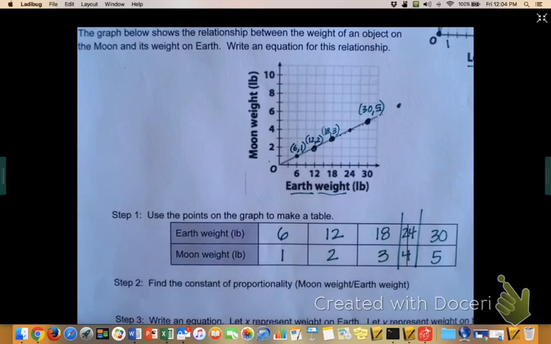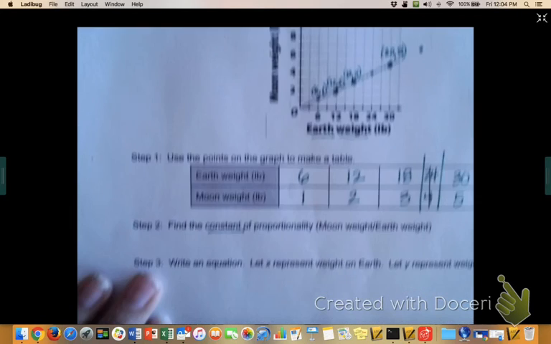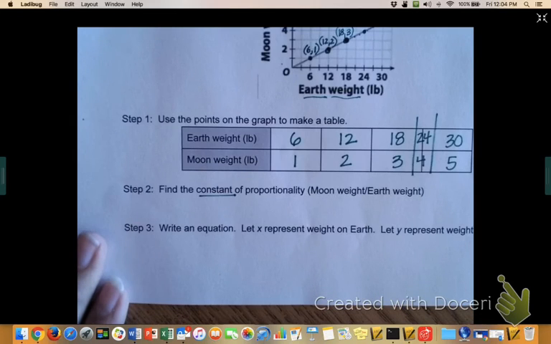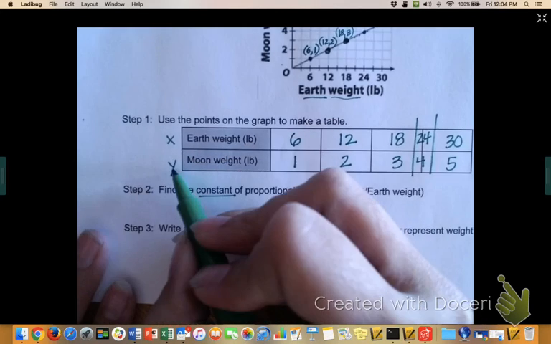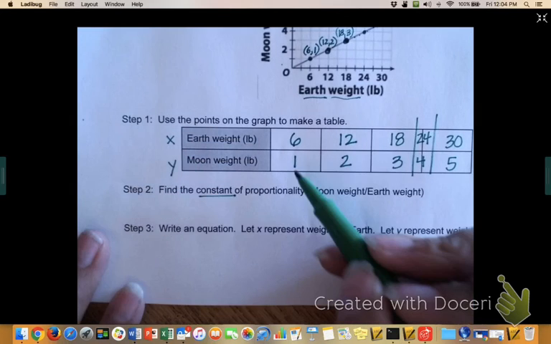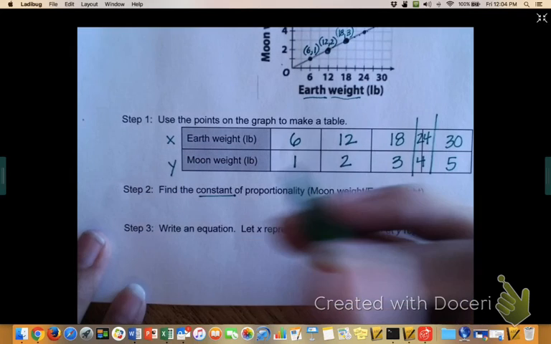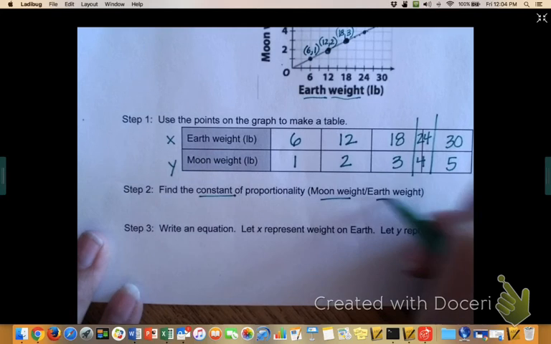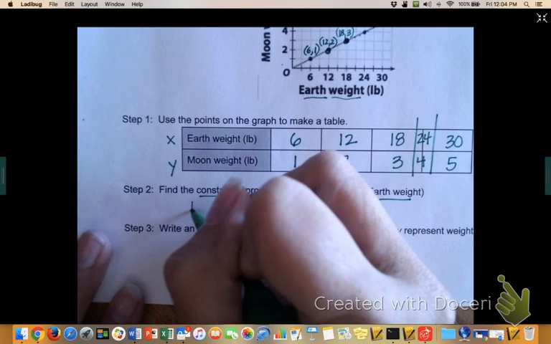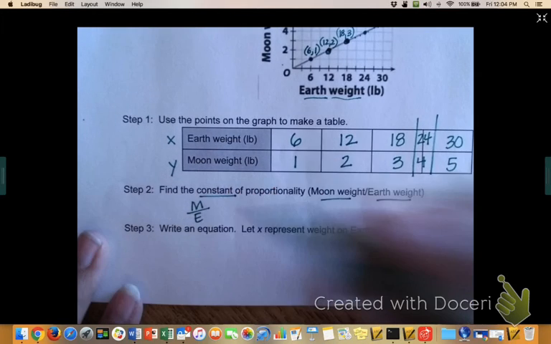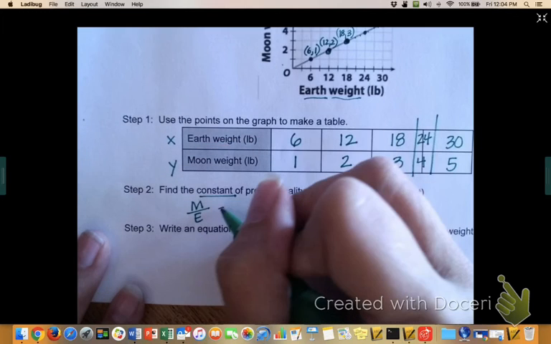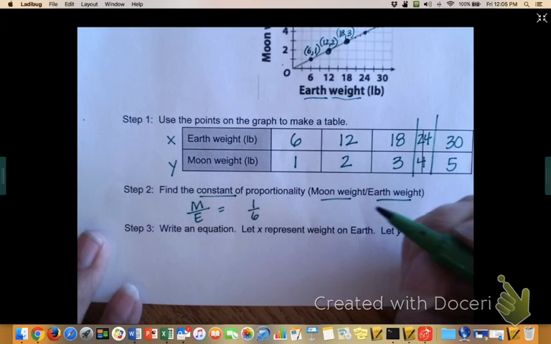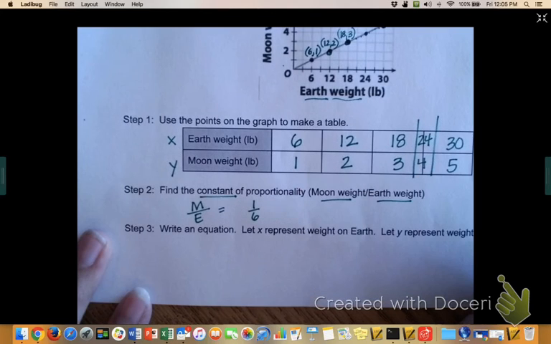All right, the constant, the m or the k or whatever you want to call it, the constant is, remember, going to be our y over x. So we're flip-flopping these. It wants the moon weight per Earth weight. So if moon is on top and then Earth is on bottom, we want to go 1 over 6. So the constant of proportionality is 1/6.